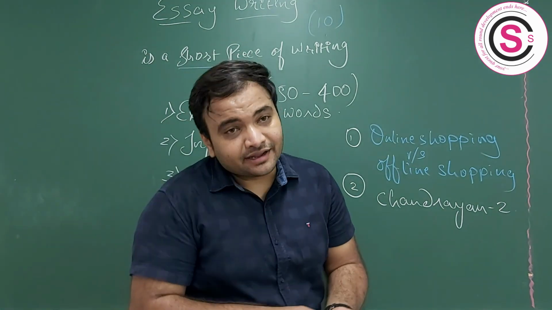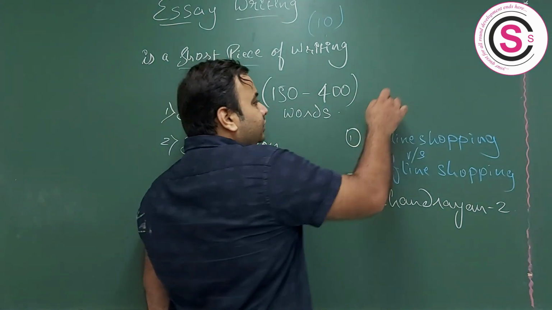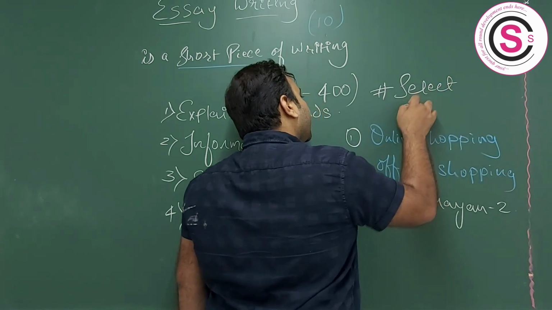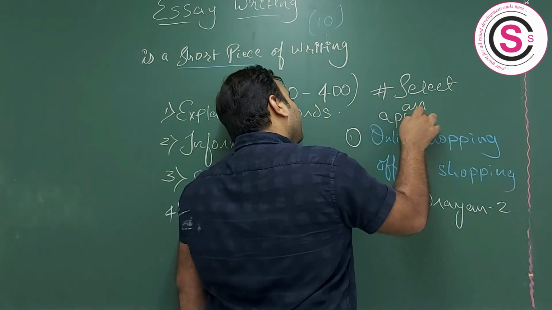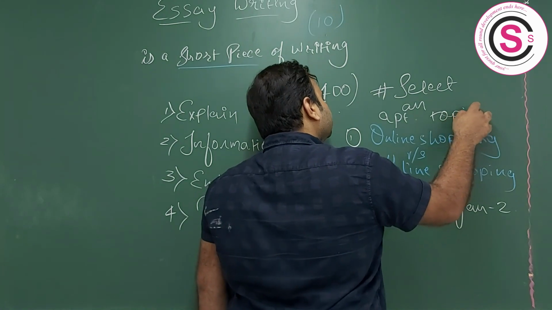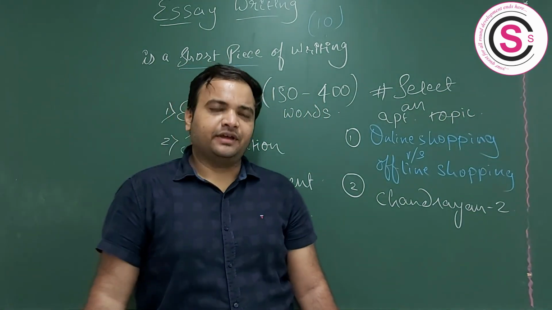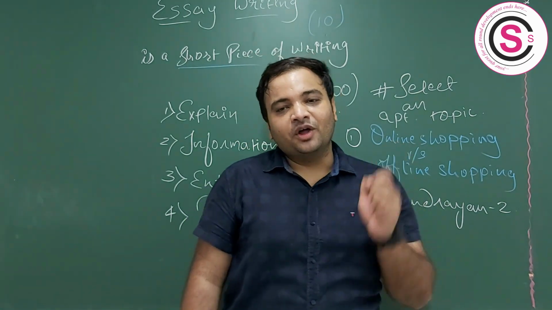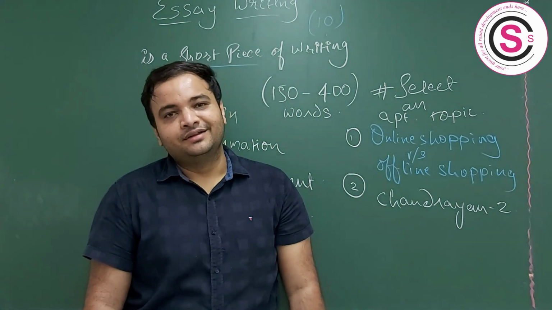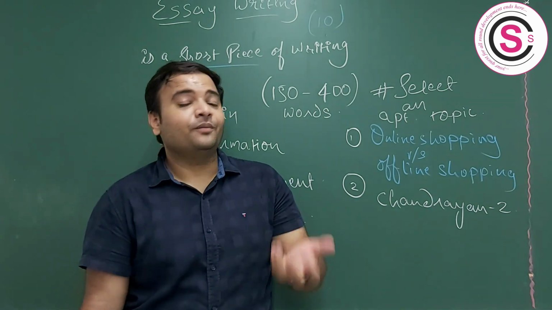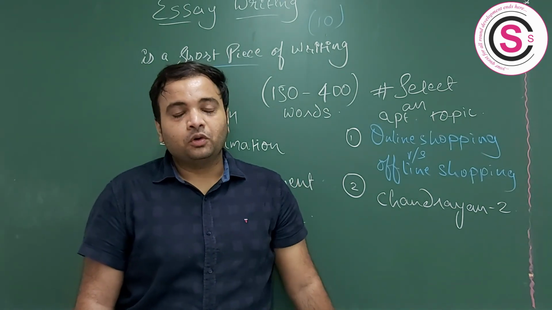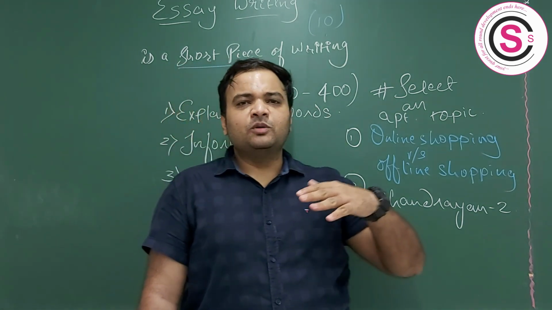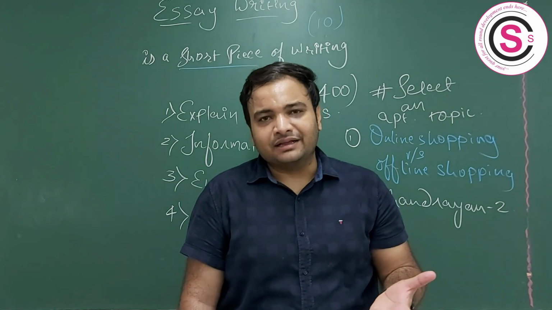So while writing an essay, the first important step is to select an appropriate topic. That is the first important step. 50% of your battle while writing an essay is won by selecting the right topic. Because if you end up with a wrong topic, it's completely over. What will you write? After a certain point of time, you'll be completely blank, right?